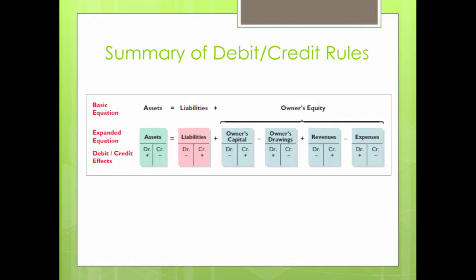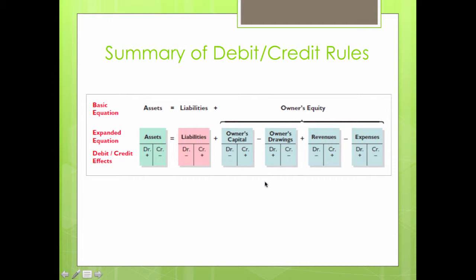Okay? As you can see from this visual, debits and credits both increase and decrease depending on which account you are dealing with. Notice that here, assets, if you want to increase, it's a debit, and if you want to decrease, it's a credit. But in liabilities, if you want to decrease a liability, it's a debit, and if you want to increase a liability, it's a credit. Notice that it's different for the rest of the accounts too.